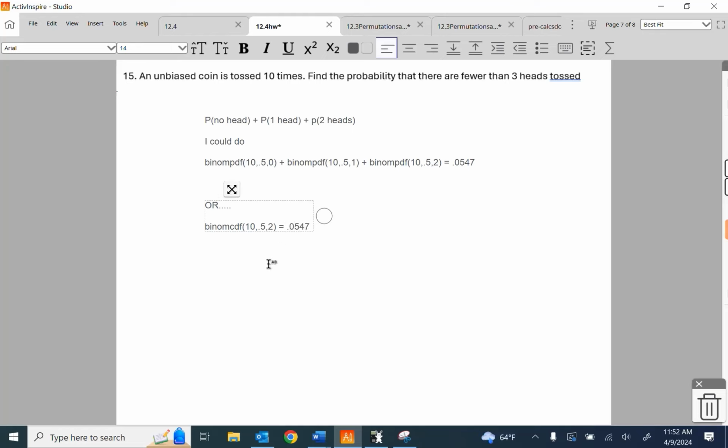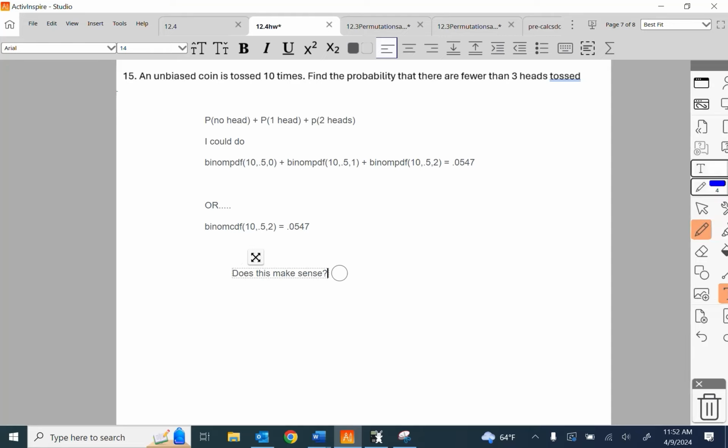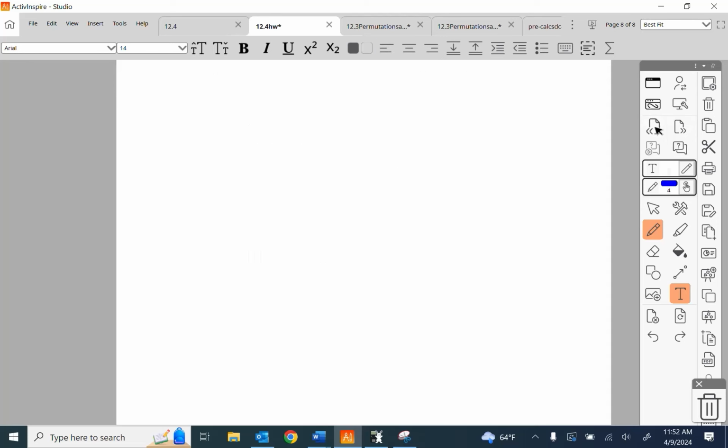And this is one of those questions you can ask, like, does this make sense? It kind of does. Everybody in this room has flipped a coin. So it makes sense. The odds of you getting 2 or less is really, really small. It's 5%. And that, I believe, boys and girls, is all I've done on your homework.